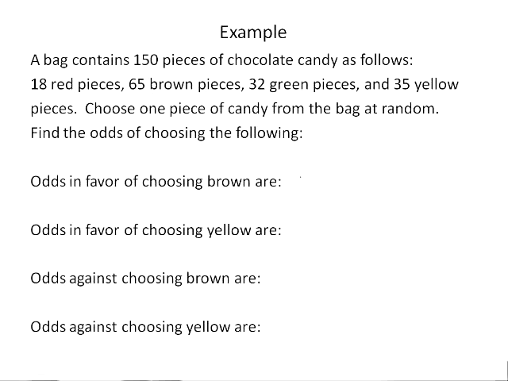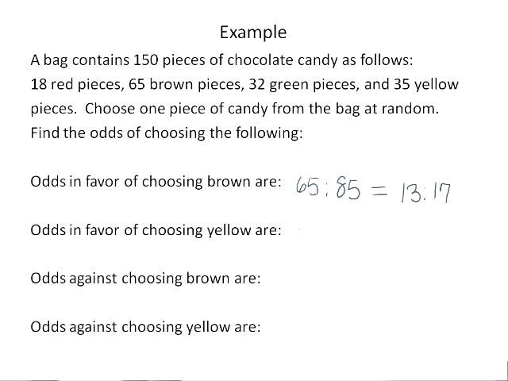Now it is a comparison between the outcomes in favor of that event, versus the outcomes against. So how many outcomes are in favor of choosing brown? There are 65 brown pieces compared to how many pieces are not brown. We're going to subtract the 65 from the 150, and that will give us a total of 85. Now just as with probability, we do need to reduce this. So we do have a common factor between these two numbers, and it reduces to 13 to 17.